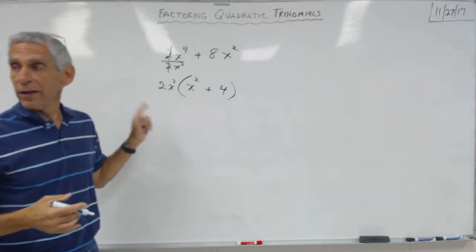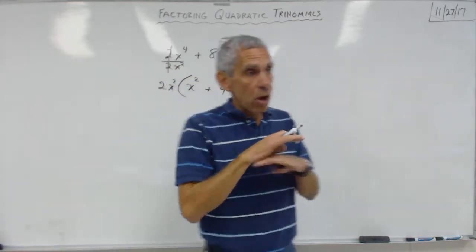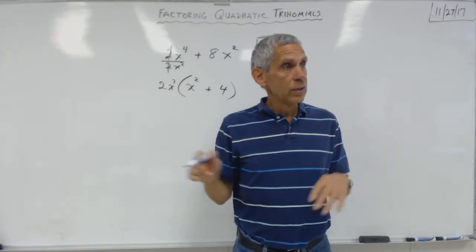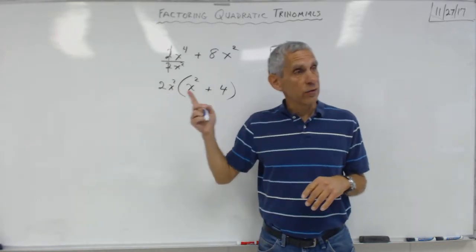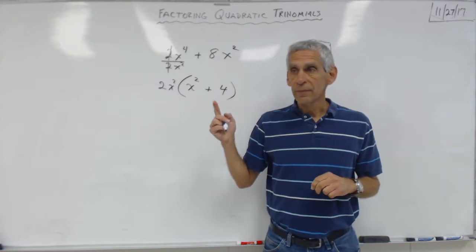So that's factoring out your greatest common factor. You always try to do that first. With all the factoring that we're going to be moving into, that's the very first thing you try, is factoring out the greatest common factor, okay?